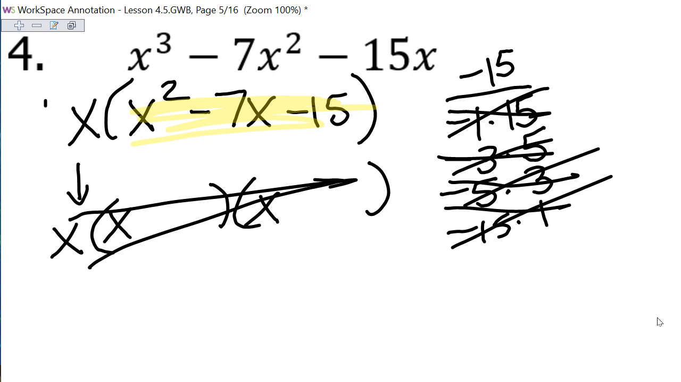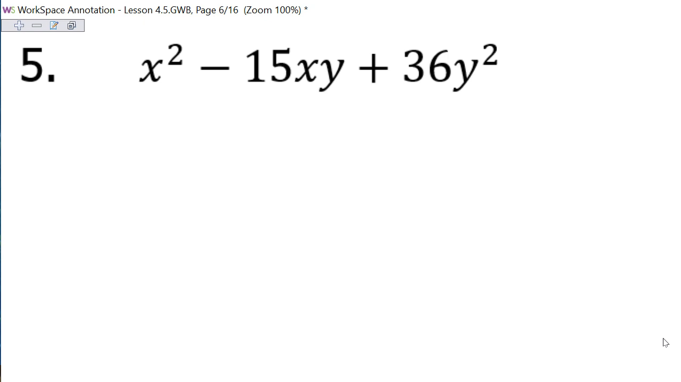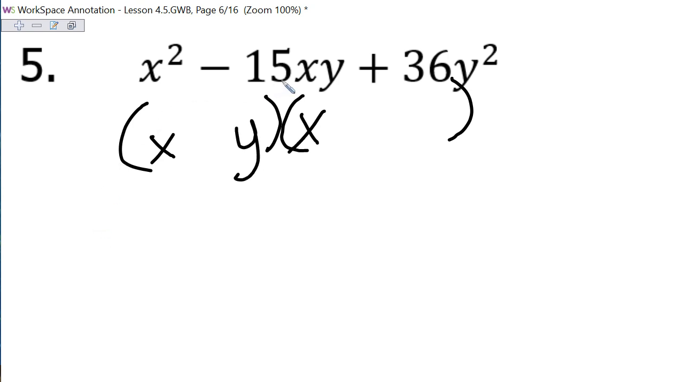Okay. Next one, number 5. We just have x squared, but what's the difference with number 5? We have the y squared. So go ahead, put your 2 sets of parentheses. And I know x times x will give me the x squared out front. And how do I get the y squared out the back? Y times y.